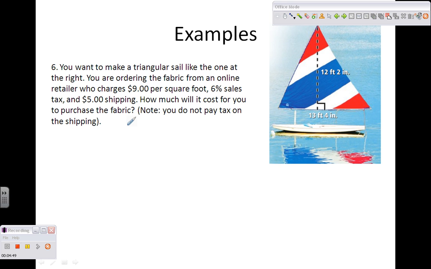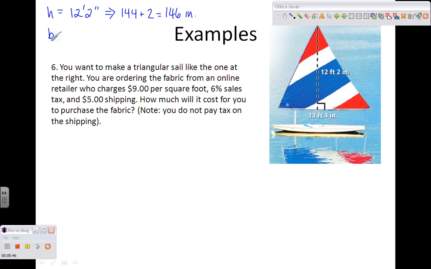Now what I need to do first is find the actual area of my sail. Now the height in this one, we have 12 feet 2 inches, but I can't use mixed units. I need to change that to all 1 unit. So to make it easy, let's change it all to inches. If I change it to inches, 12 feet is 144 inches. I add in my 2 inches and I get 146 inches for my height.